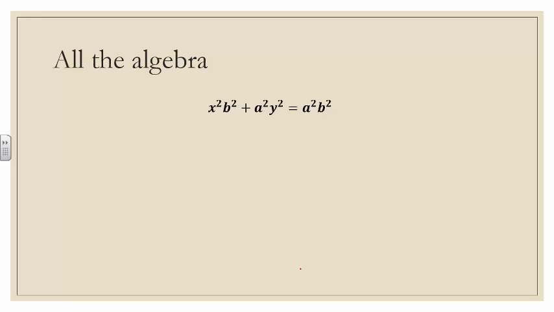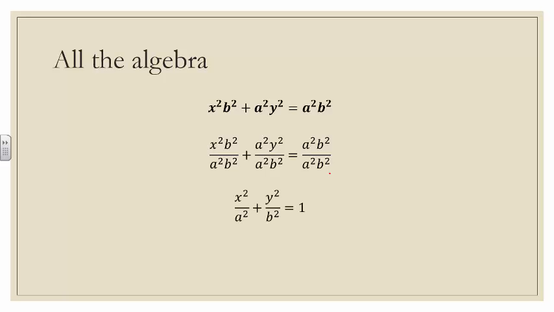We start with what we left off with. We divide everything by a squared b squared, and you'll see why we're going to do this in the next step. Each term, you'll notice, is divided by a squared b squared. We have some cancellations that can be made. These b squareds go away, these a squareds go away, and these a squared b squared over a squared b squared is a special form of 1, and we end up writing it as 1. We are left with x squared over a squared plus y squared over b squared equal to 1.